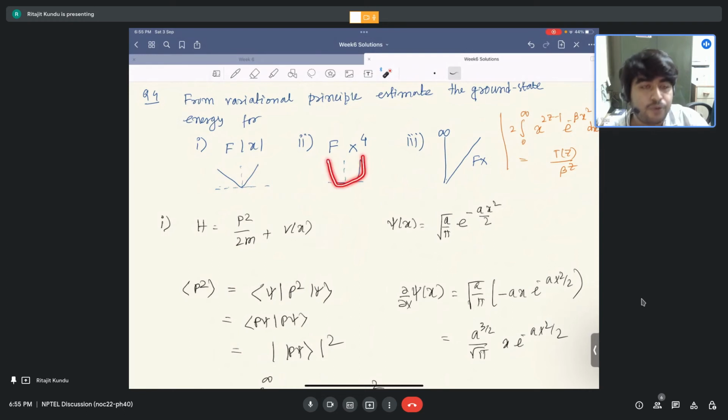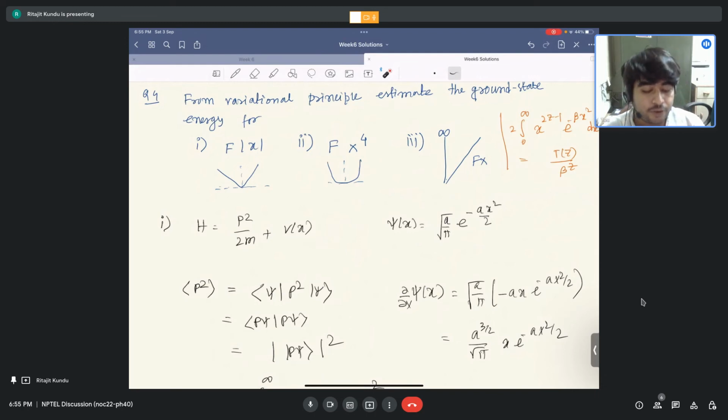This is x to the power 4. It is like x square, but x to the power 4 is a little bit stretched. And one other example is where one of the sides is infinity, a hard wall, and the other side is linear. These are the three examples that I have come up with, and we'll see how to do the variational principle for all of these three. It will become absolutely clear what all of these mean.